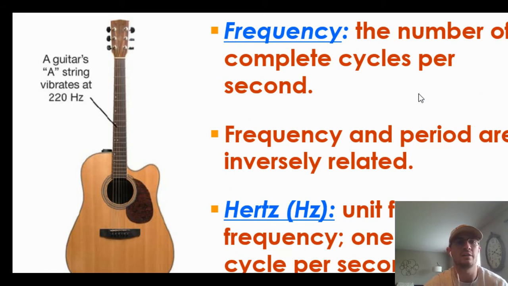Versus a guitar string, you can see in this picture, a guitar's A string vibrates at 220 hertz. That means that it vibrates 220 times per second. That is its frequency. So 220 cycles per second. Frequency would be cycles per second. We measure frequency in hertz. You guys have probably heard that before.